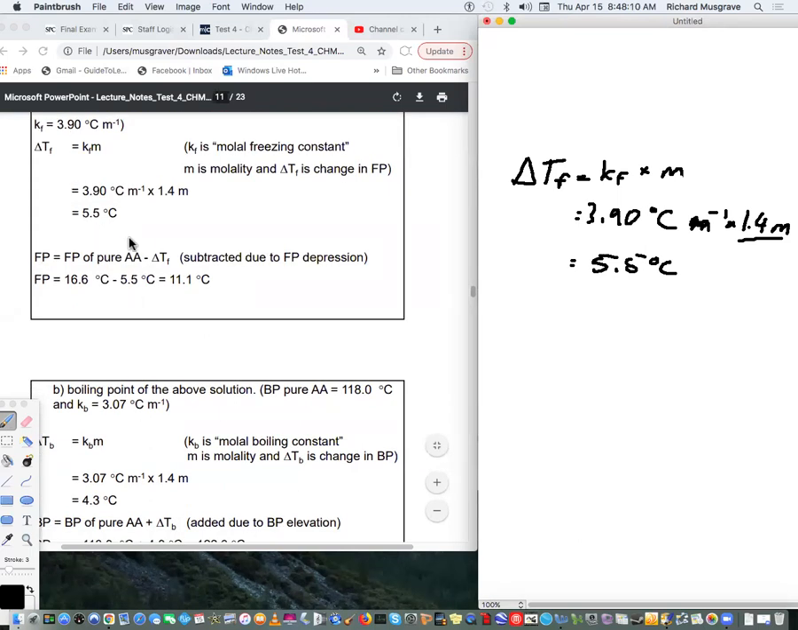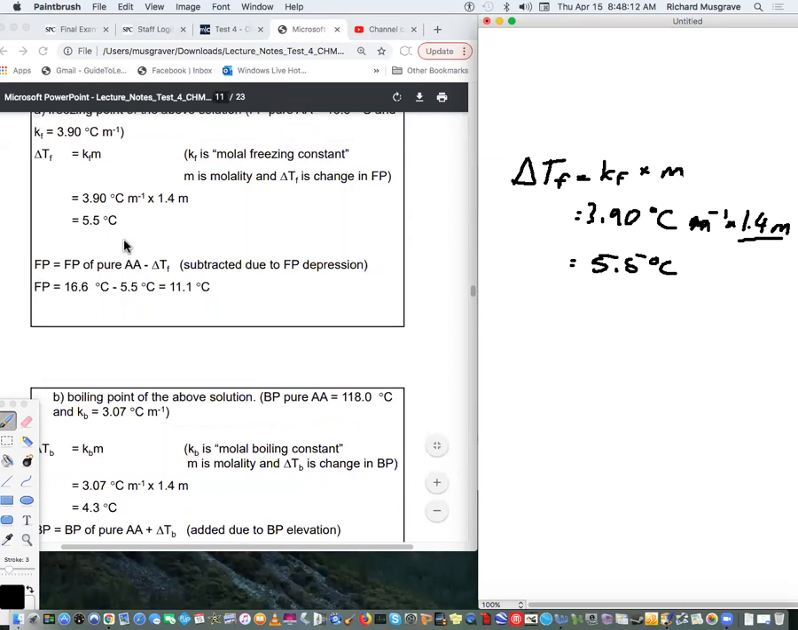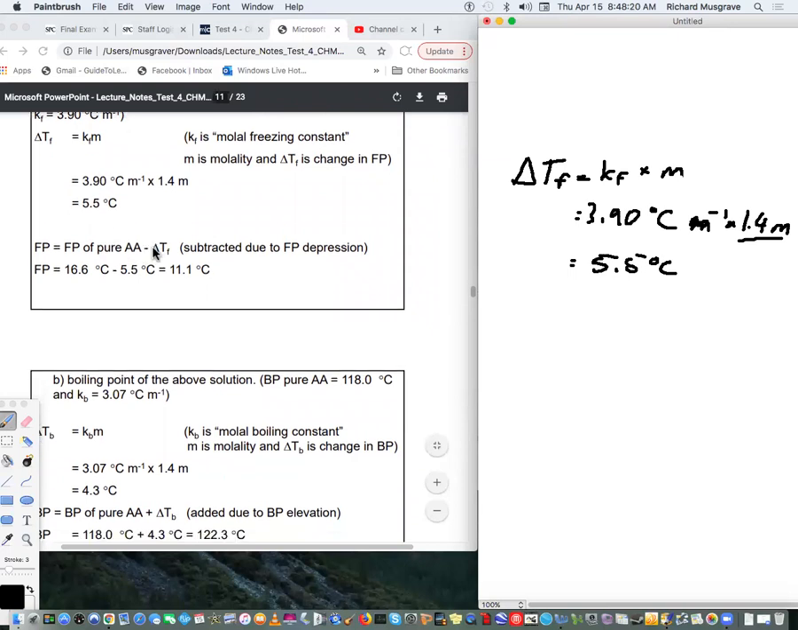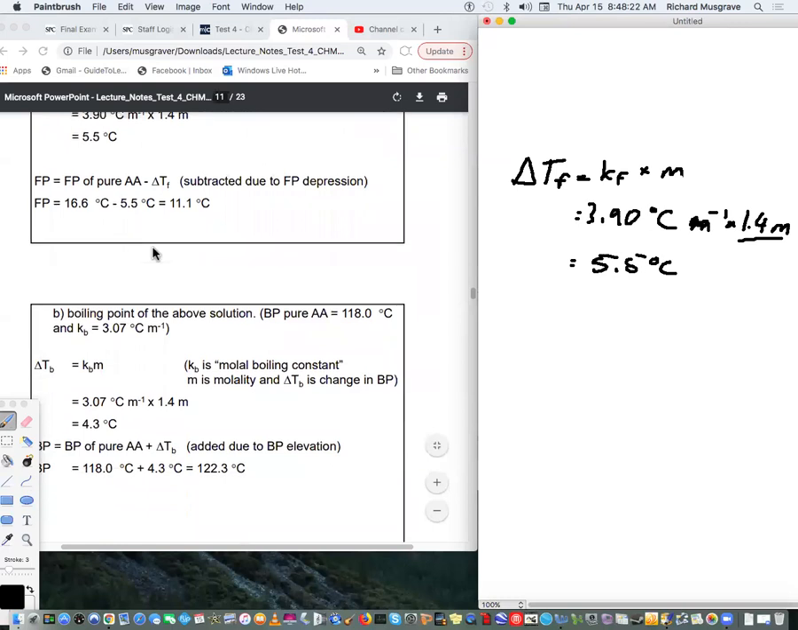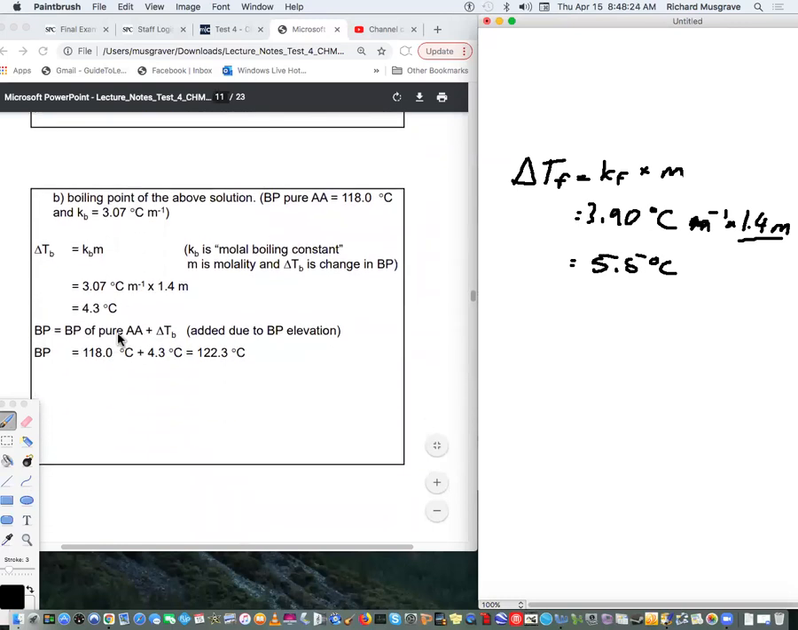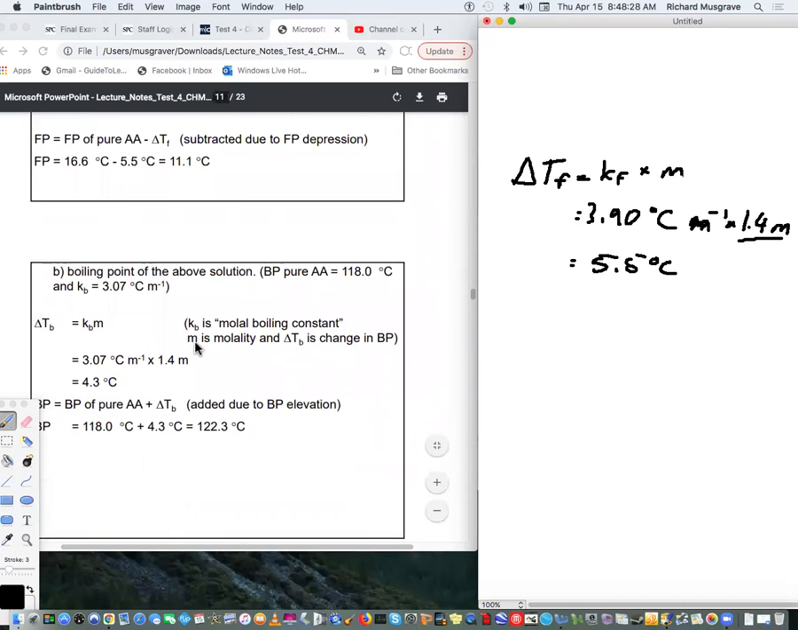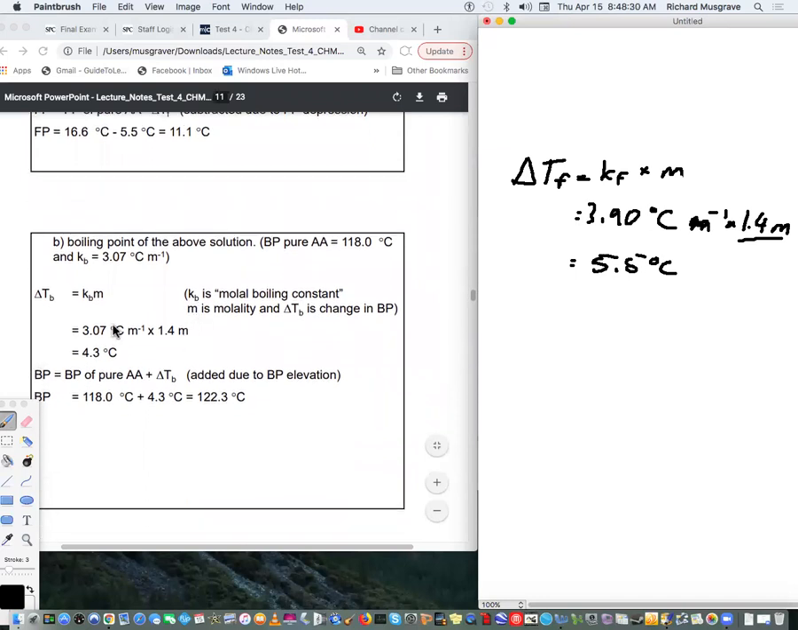And in both instances, you're still trying to find a change in the temperature, the delta TF, which is going to be K times M, KF or KB times M. In the case of freezing point, you subtract. In the case of boiling point, you add. Freezing point depression, boiling point elevation. Does anybody have a question?